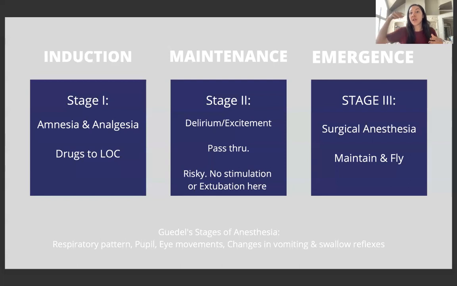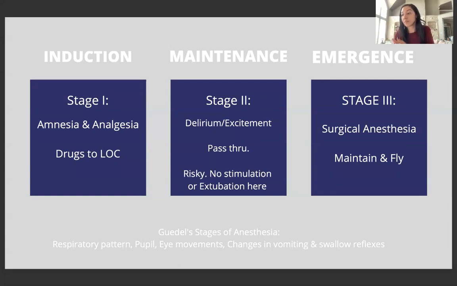So you've pushed your patient to loss of consciousness, they've lost their corneal reflex. Now they have to go through this pass-through phase, right? This is the delirium or the excitement phase. This is where some risk can happen. You never want to stimulate the patients here, like make an incision or anything like that, and you also don't want to ever extubate in this plane. Their eyes are all funky and diverge. But that's stage 2, the excitement stage of anesthesia, the pass-through stage.